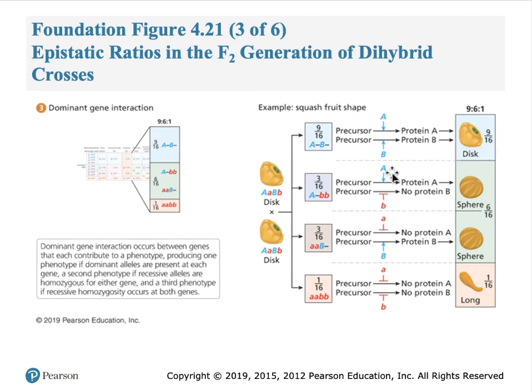So let me go back to this. You need not at least one dominant, you need one dominant and not the other. Here you need one dominant and not the other. So that's the difference between the two. So this will give you the 9 discs. This will give you the combined 6, 3 from this, 3 from this, 6 spheres, and this one box out of the 16 will give you the long.